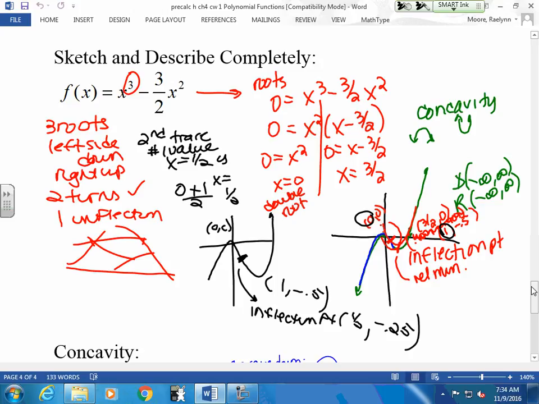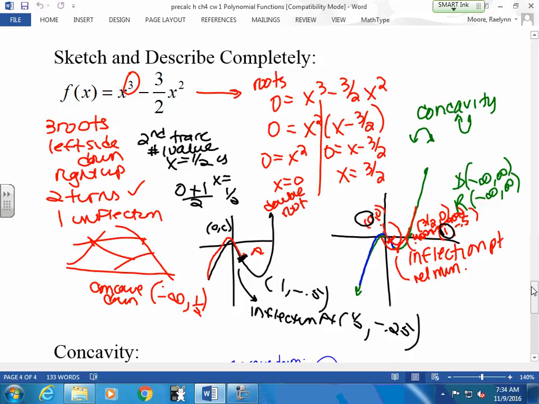Now, my inflection point tells me this. I am caving down, making a downward cave, right? You know what a cave looks like? See those on scary movies when they go into those caves? It looks like a big opening like this. It caves down from negative infinity to this inflection point, to that x value. Then, this is a concave down.